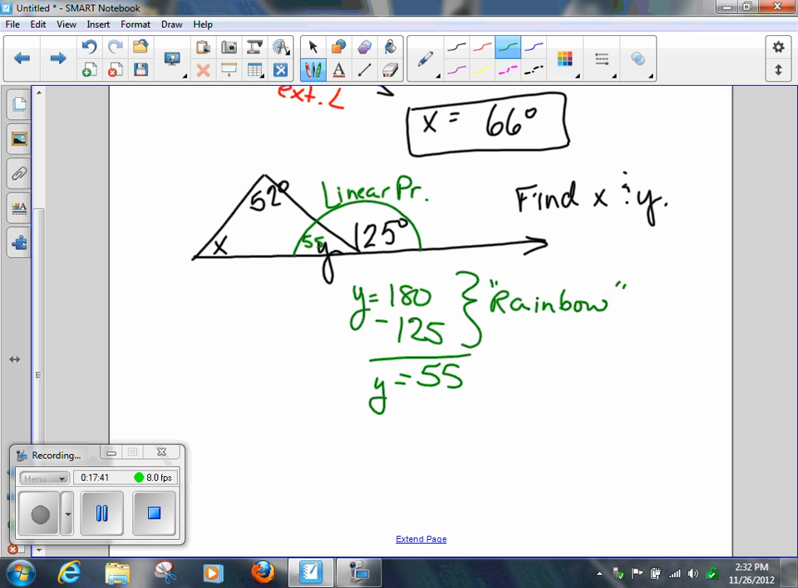Put it in there. Now, do I really need the 125 at this point? No. I could cover it up and just focus on the triangle, because what's my triangle number? 180. Triangles equal 180. Now what can I do with 180? Take away 55, which I just found. Take away 52. And folks, what are you left with? 73 degrees.